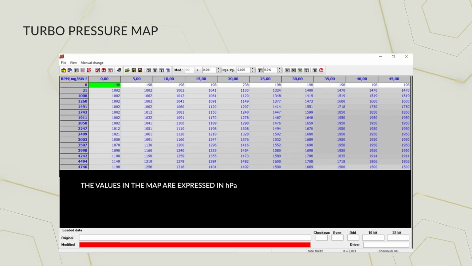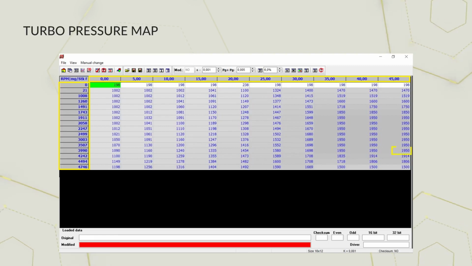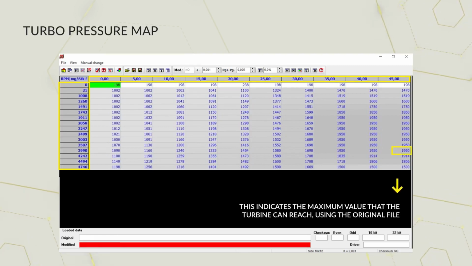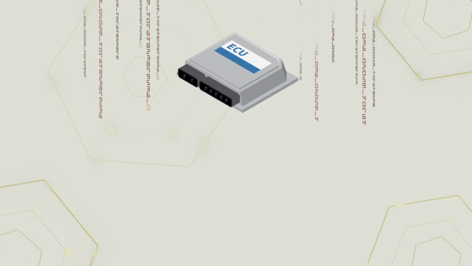Also in this map, we see that as engine RPMs and fuel injected increase, the pressure inside it rises, reaching a maximum peak of 1,950 hectopascals. This indicates the maximum value that this turbine can reach, using the original file. We have seen the check that the engine control unit carries out in order to control the fuel to be injected.